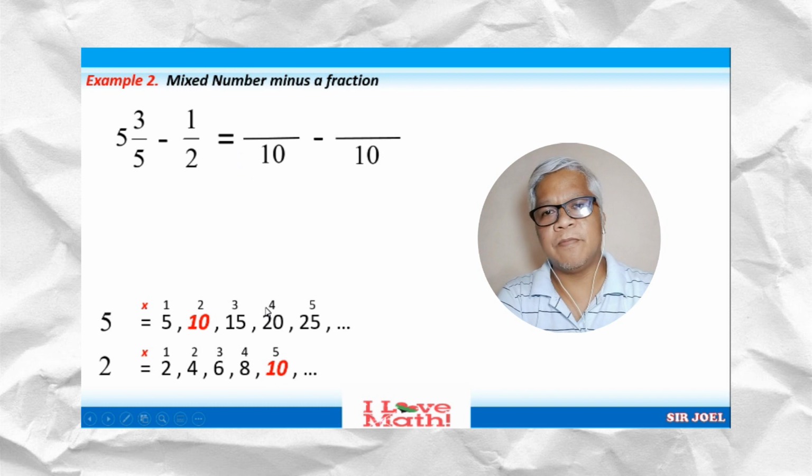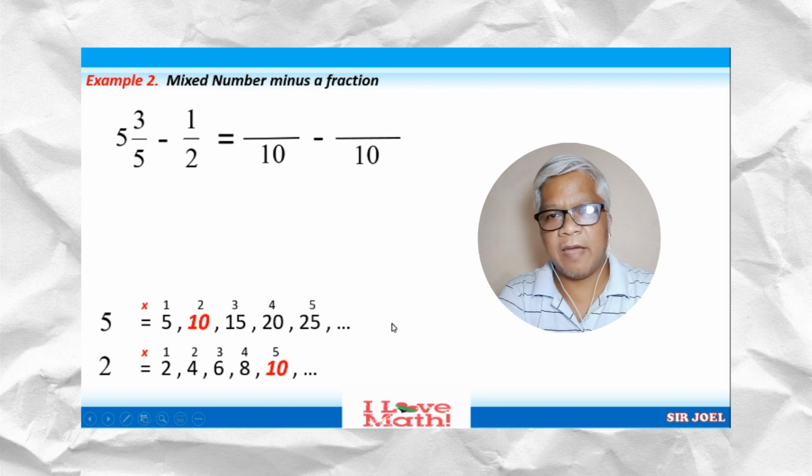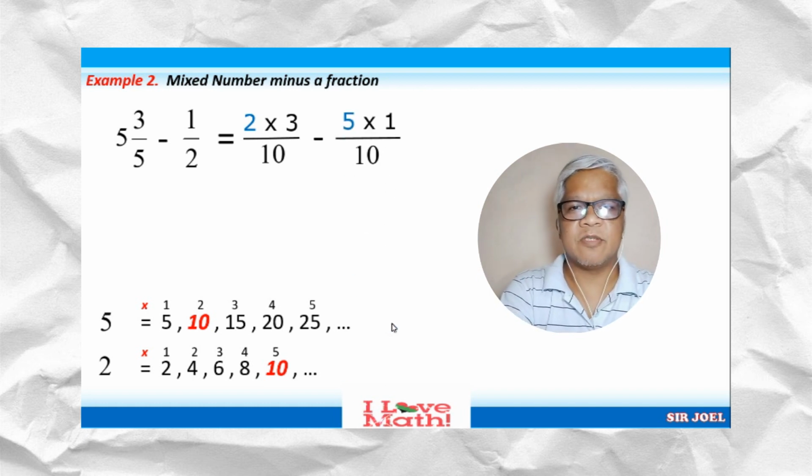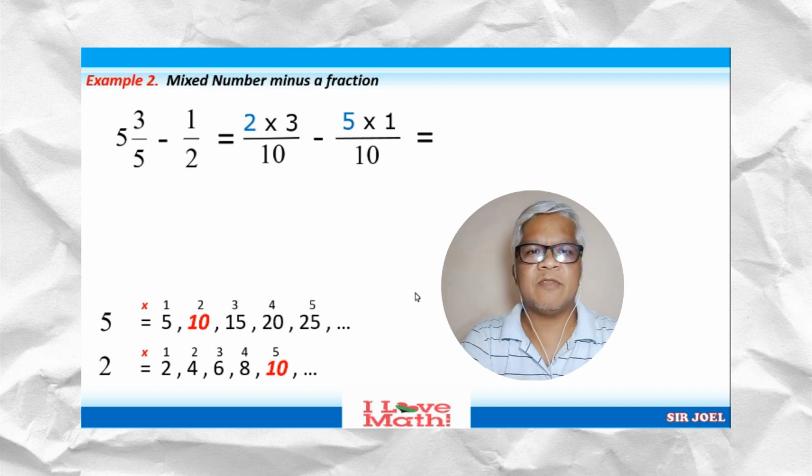Dito ay yung fractional part. 10 divided by 5 times the numerator 3. We have 2 times 3. Then, 10 divided by 2 times the numerator 1 is 5 times 1. So, what is 2 times 3 and 5 times 1?